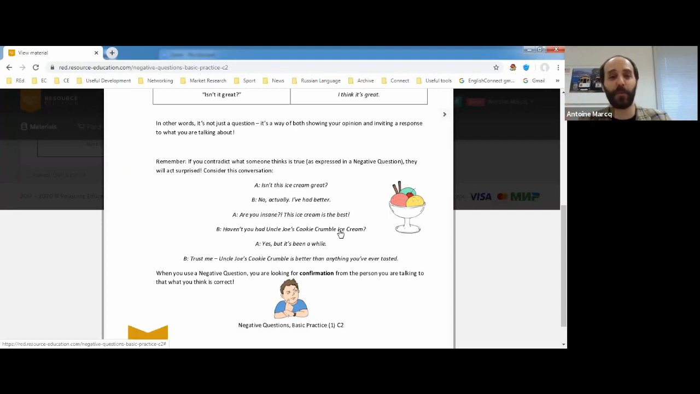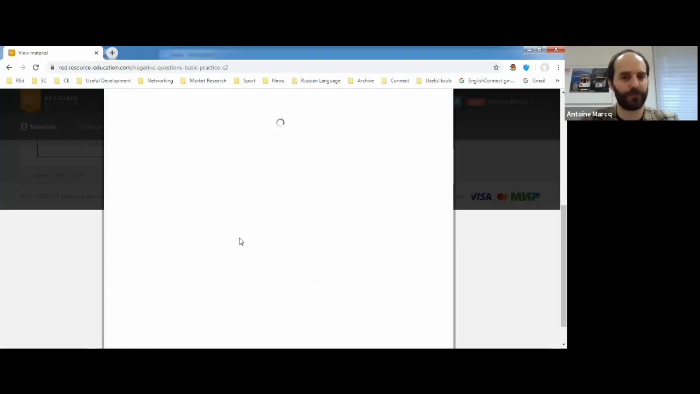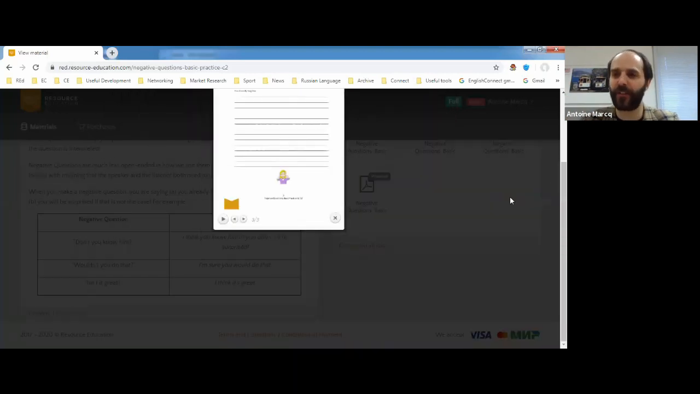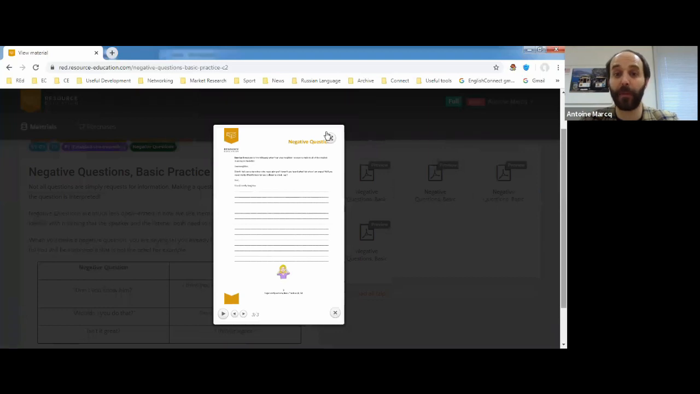So this is a nice little example of a very natural dialogue where we have two negative questions. First, A, let's call him Alan, is implying, isn't this ice cream great? He believes this is a wonderful ice cream, and he believes B, Bob, loves this ice cream as well. He's sure he will. No, actually, Bob's not sure. And then Bob goes, wait, haven't you had this other flavor? Same thing. Bob is sure that Alan has already tried it.